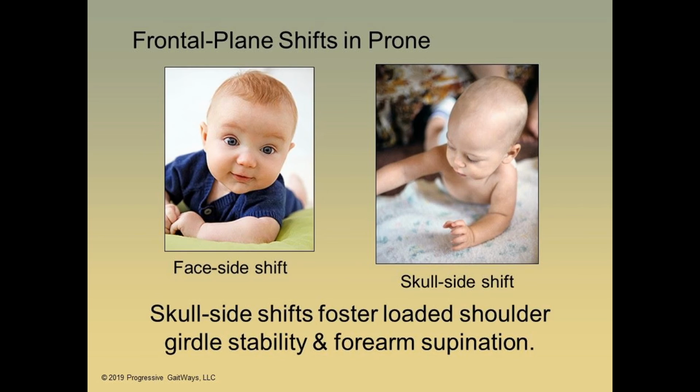So you see the face side shift dumps some weight onto the arm, but it doesn't inspire any supination through the forearm. Whereas the skull side shift has a larger scope of impact through the upper extremity as well as the lower, and through the loaded upper extremity, preparing the shoulder to take weight load. And that'll be in preparation for crawling and creeping in quadruped.